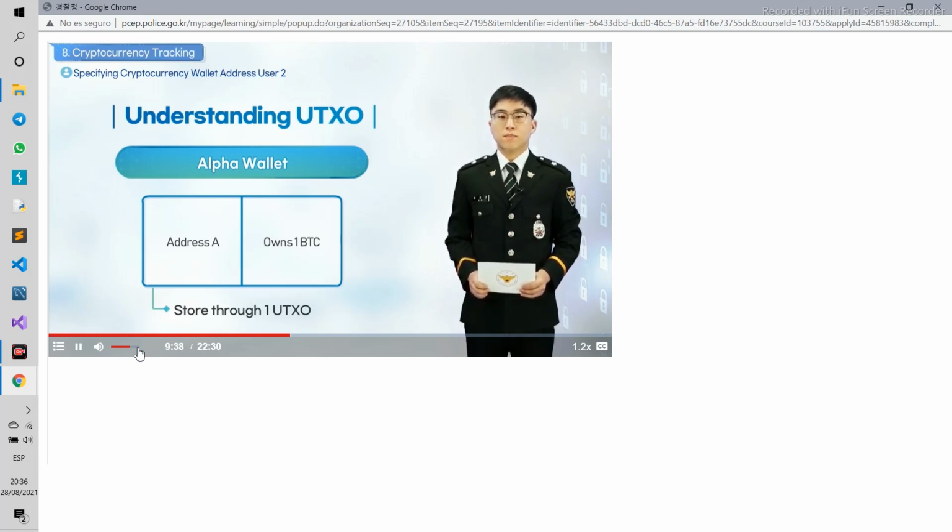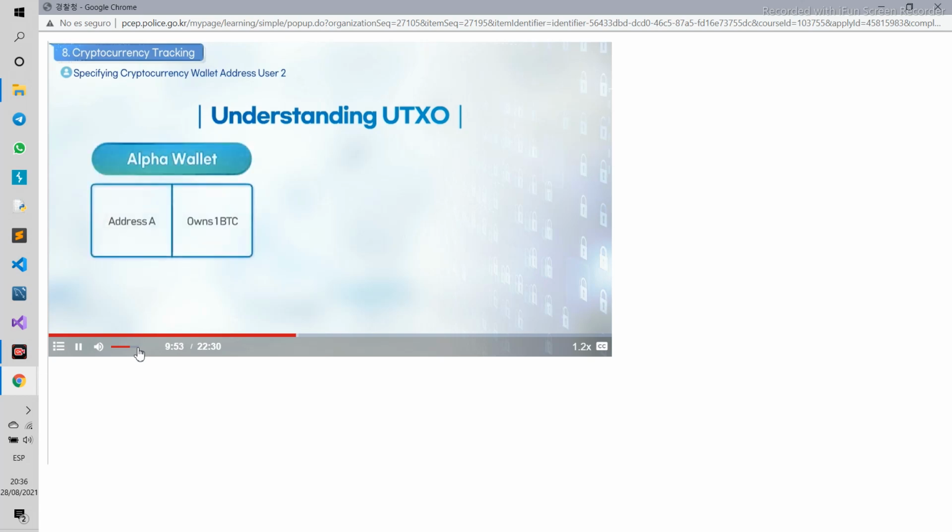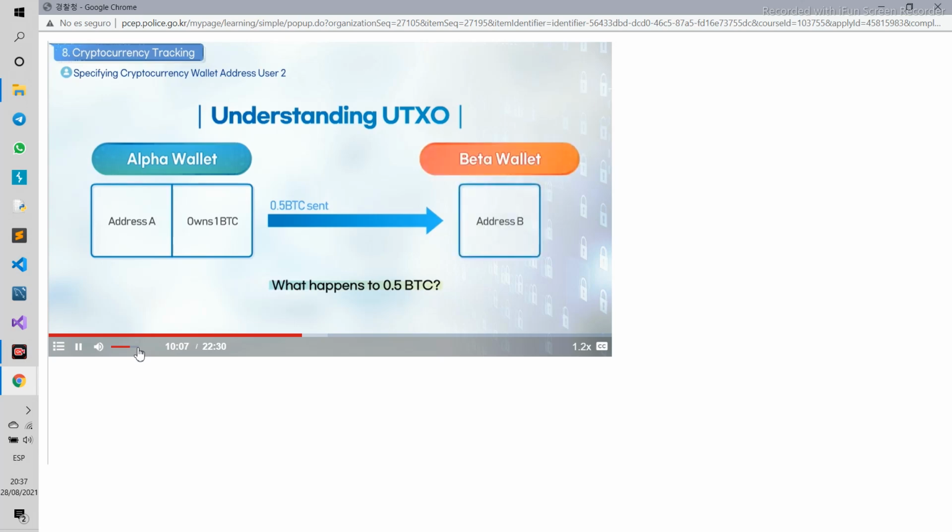Now, I will explain the process of transferring 0.5 Bitcoin from the Bitcoin in address A to an address in someone else's wallet. From the UTXO that contains the 1 Bitcoin of address A, take out 0.5 Bitcoin and put the 0.5 Bitcoin back into a new UTXO. Then, it goes through the process of sending this UTXO to address B managed by the Beta wallet. Then, it is easy to think that the remaining 0.5 Bitcoin will be in the UTXO where 1 Bitcoin was originally stored in address A.